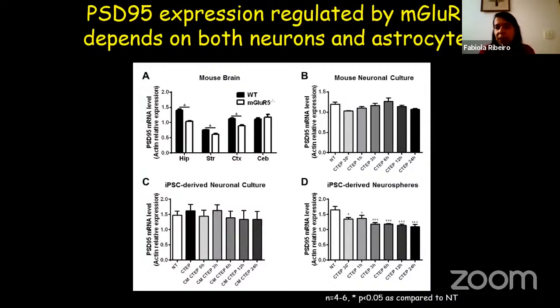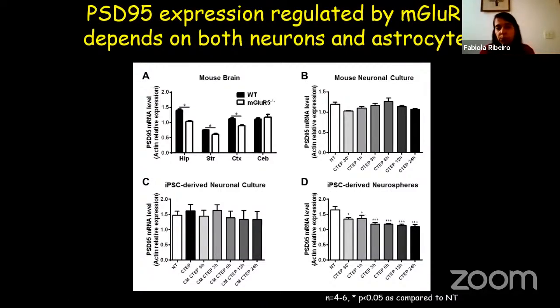So we thought that maybe astrocytes would be needed in this situation. So what we have done is that we used astrocytes, also derived from human iPSC cells, and we blocked mGluR5. It is known that mGluR5 is expressed in astrocytes, so we blocked mGluR5 with CTEP, and we added the conditioned media to the neurons, but again, the levels of PSD95 expression were unchanged.